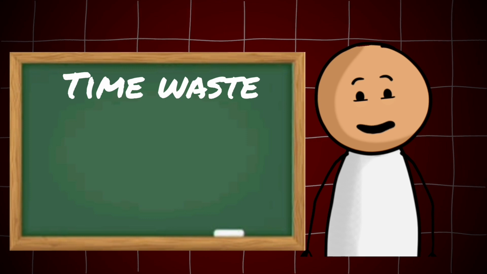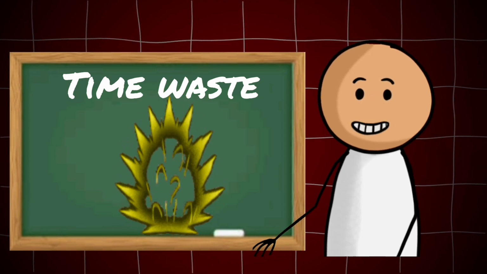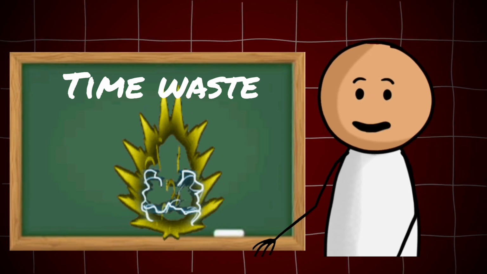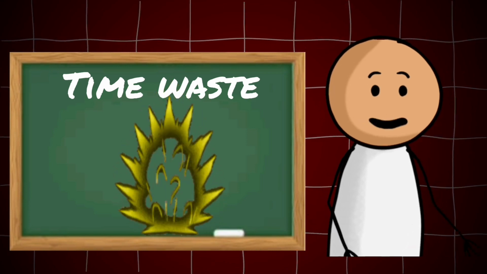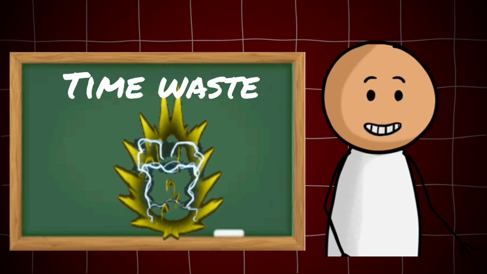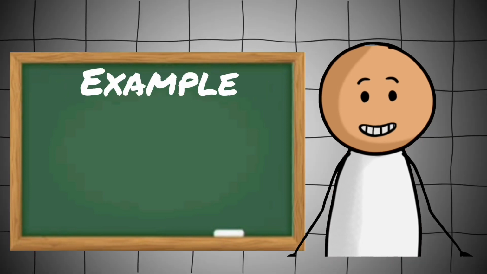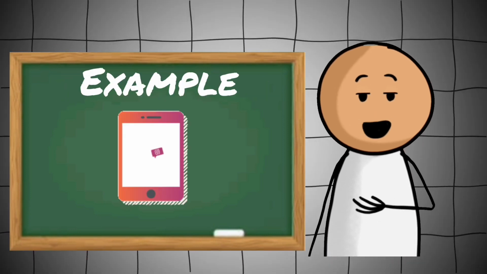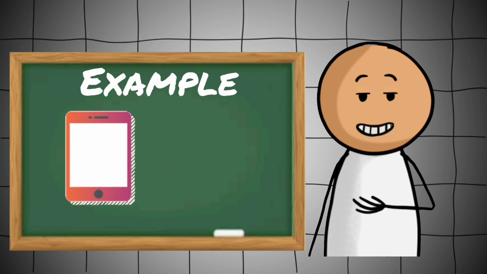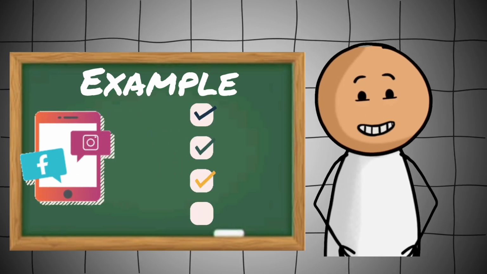Eliminating time wasters. Productivity can be hindered by activities that waste time without contributing to goals. Identifying and eliminating these time wasters can significantly improve productivity. For example, a professional might limit social media usage during work hours to focus on completing tasks efficiently.